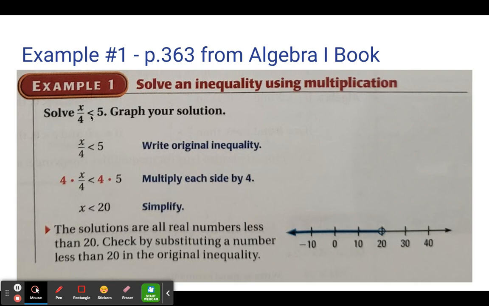And you'll see that the inequality symbol remains as a less than symbol the entire time. It's facing the same direction. So x is less than 20 is the answer, and this would be the graph of our answer.